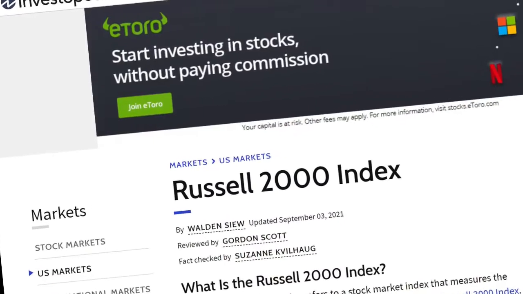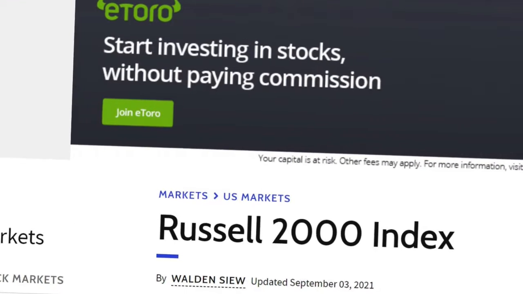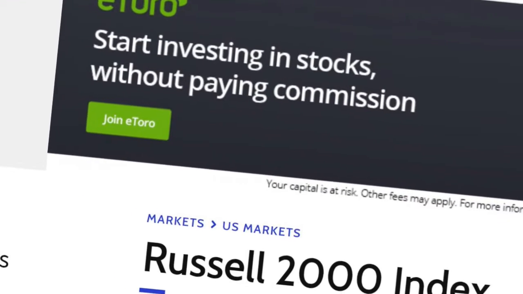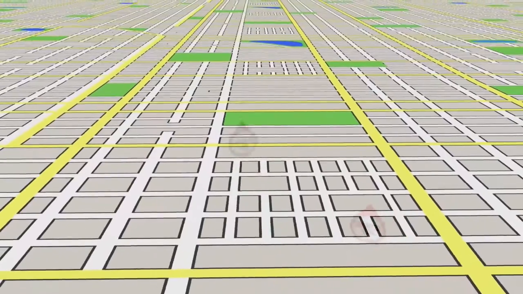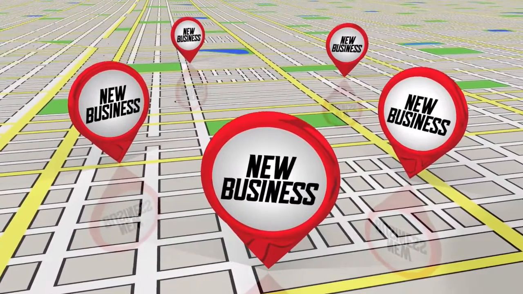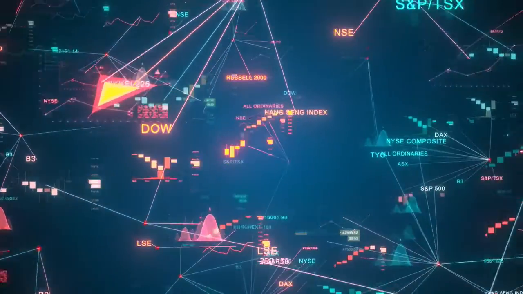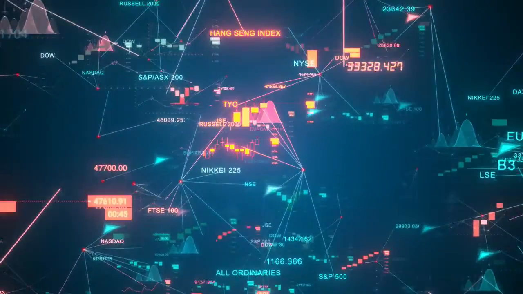On the other hand, and contrastingly, we have the Russell 2000 Index, which measures the performance of 2,000 of the smallest publicly traded domestic companies in the US, and this is to provide an accurate reflection of the small cap companies segment. There are many indexes, but we will stick to the main ones as our focus.